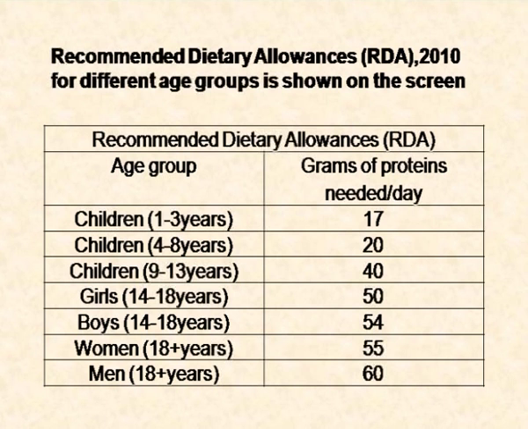Children in the age group of 9 to 13 years requires 14 grams of proteins per day, and girls in the age group of 14 to 18 years requires 15 grams. Boys in the age group of 14 to 18 years requires 54 grams of proteins per day. Women in the age group of 18 plus years requires 55 grams of protein per day, and men in the age group of 18 plus years require 60 grams of proteins per day.